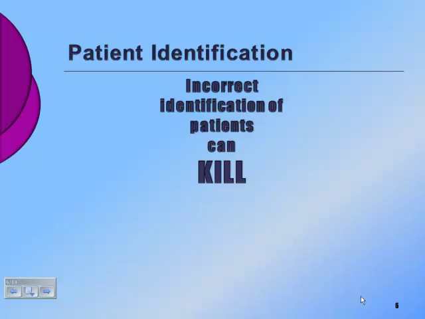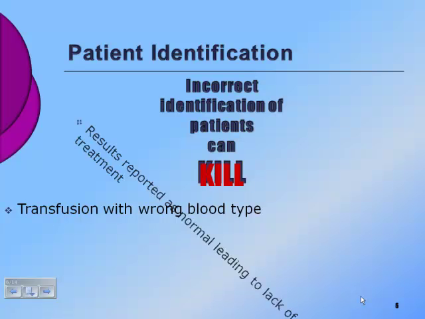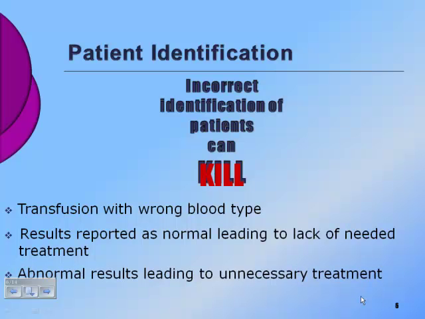Incorrect patient identification has led to death of patients. A patient was transfused with the wrong blood type because of an incorrect draw. Patients with results that are reported as normal don't get needed treatment, or abnormal results are reported, leading to unnecessary and even harmful treatment of the patient.